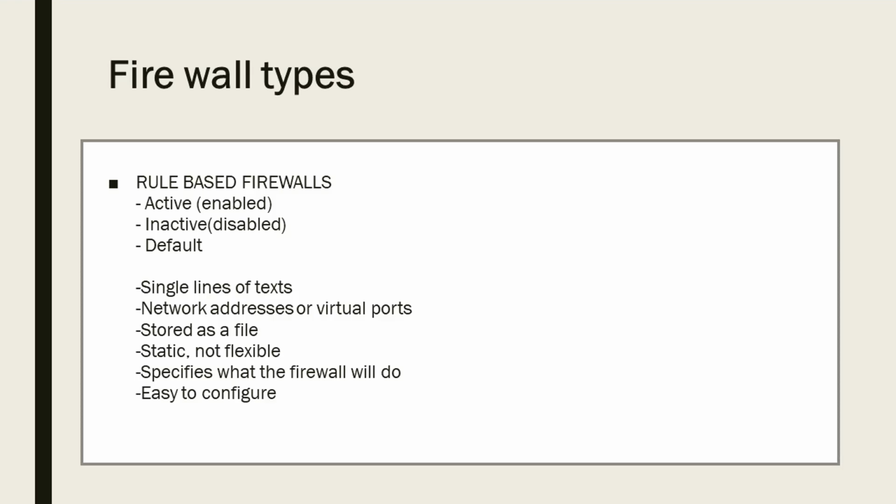Then we have active rules. We can have an active firewall, and we can have inactive. When a rule is enabled in your system, that means it's active. It's inactive when it's not enabled. You can set rules in your firewalls that are not enabled, so if the rules are not enabled, then these rule-based firewalls are inactive. And we have some rules that are default. Once you install your firewall application, certain rules come by default.